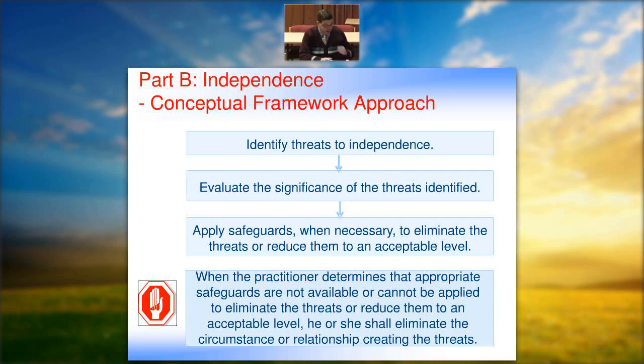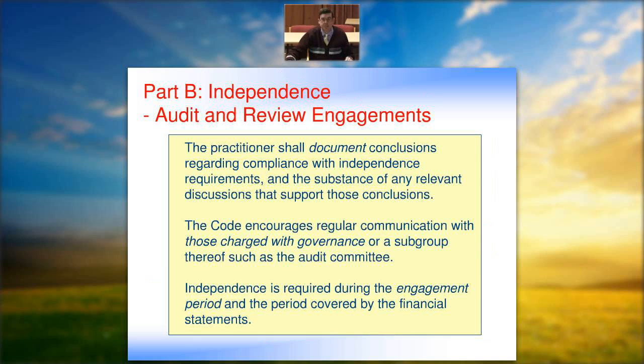Now, in relation to audit and review engagements, the practitioner shall document conclusions regarding compliance with independence requirements and the substance of any relevant discussions to support those conclusions. Very important in an audit situation, and again, this kind of thing has come up in questions in the past, where you make a decision about this, that you document it. There's an audit standard on documentation, AIA 230.